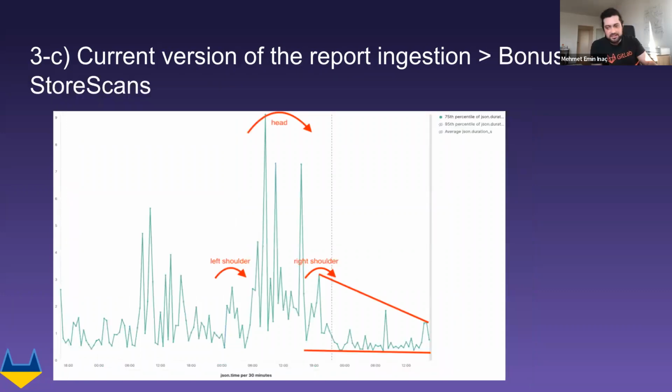This is a bonus. We did the same thing for the store scan service, exactly the same approach, creating records in batches. And the ones who play on the stock market can understand this head and shoulders pattern. After the head and shoulders pattern, it started going down a lot.